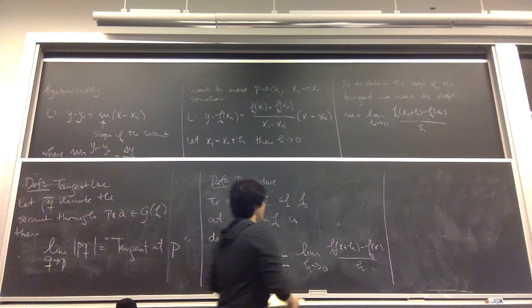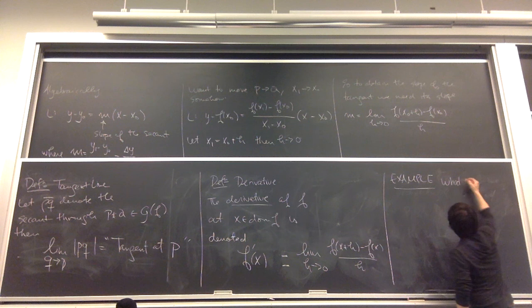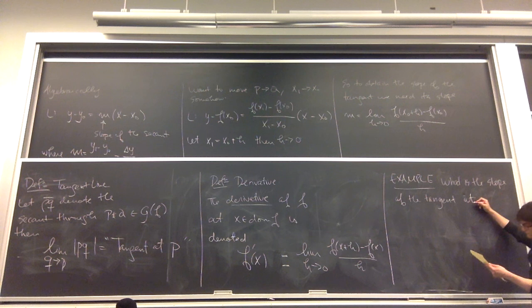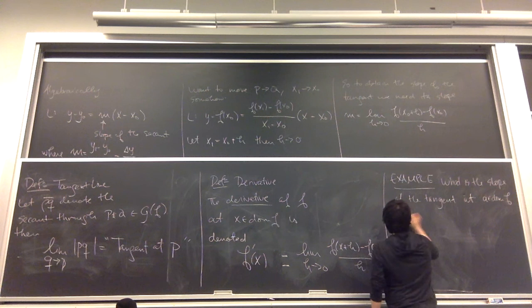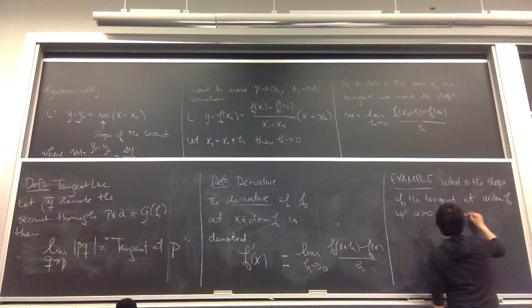So I finally have an example. So let's consider, what is the slope of the tangent at, let's say, well, I want to say a in the domain of f with a greater than 0, but you could just, in your head, think of it as 2. Okay, so what is the slope of the tangent at a in the domain of f with a greater than 0 when f of x is equal to 1 over x, right?